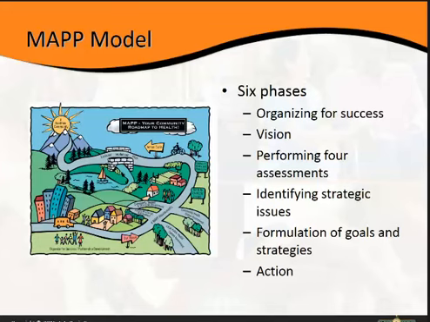So students, when designing projects, will use these 6 phases, or 6 steps, if you will, but they're very similar to the CHANGE model. We've just used the MAP model. Personally, I think it's a little bit easier to comprehend. So there are 6 phases: organizing the vision, performing your assessments, identifying your strategic issues, formulating goals and strategies, and then of course your action.